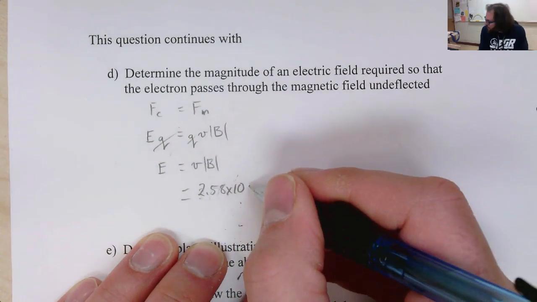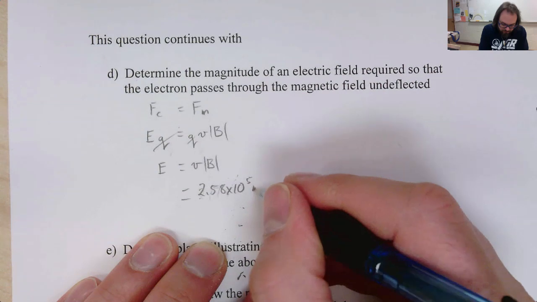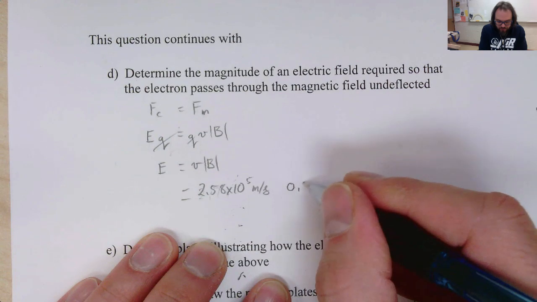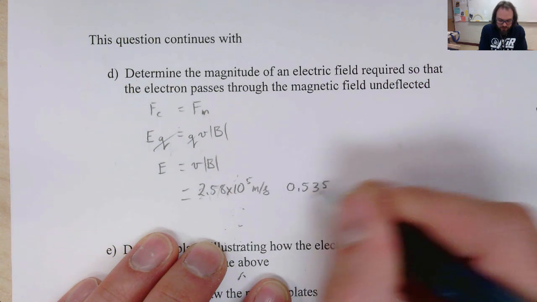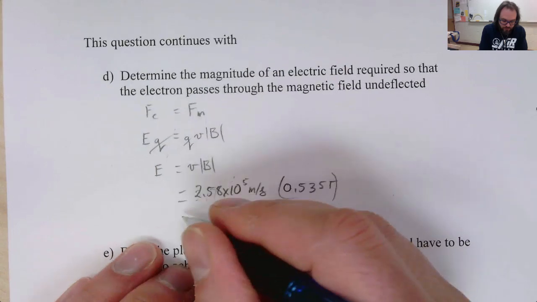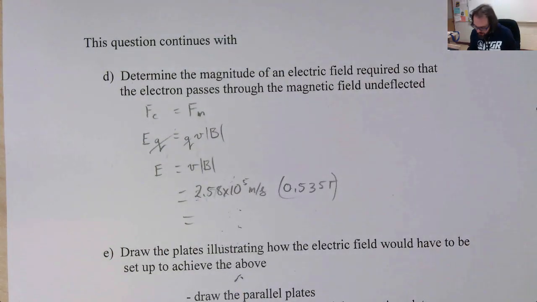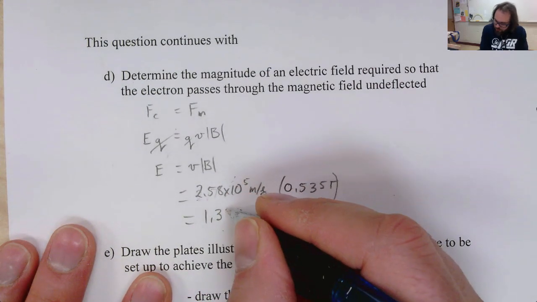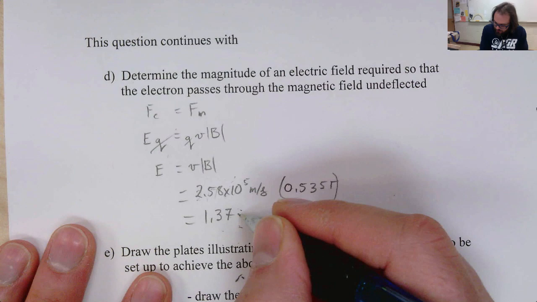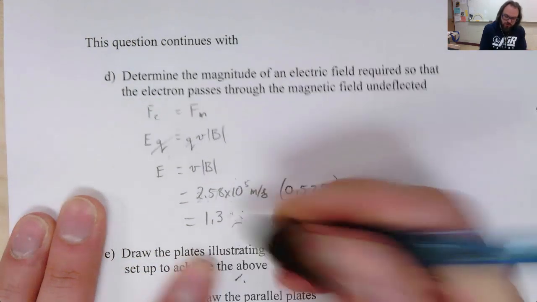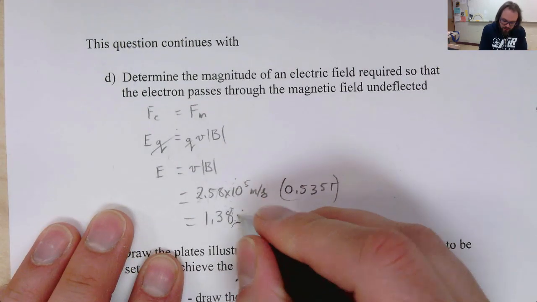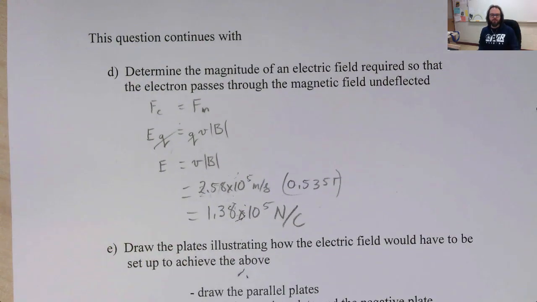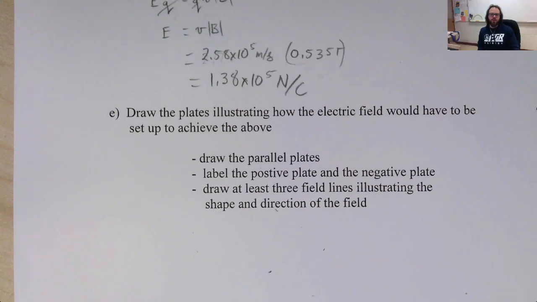Times 10 to the 5 meters per second, and we're going to multiply it by my magnetic field, which was 0.535 Teslas. And that's going to end up giving me 1.38 times 10 to the 5 newtons per coulomb. Okay?